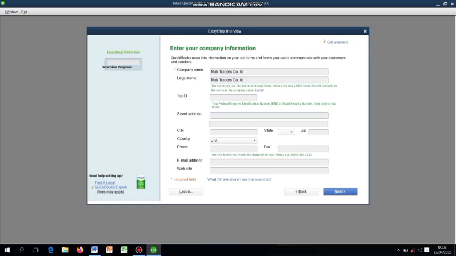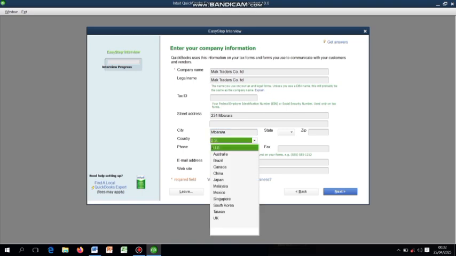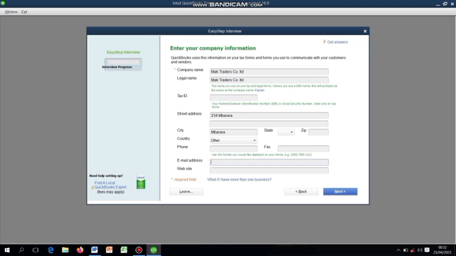So the street address, I'll write 234 Mbarara. So this will give me the city, which is Mbarara. Then I'll come to country, then I choose other. I'm not given the phone number and the fax, so I will easily come to the email address.